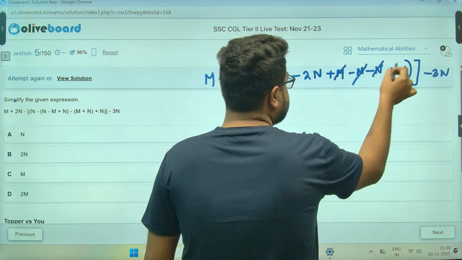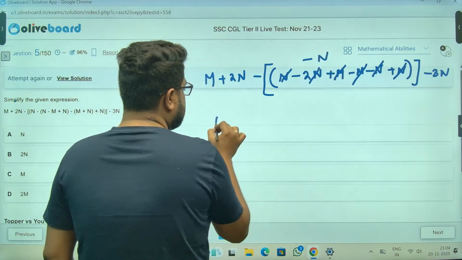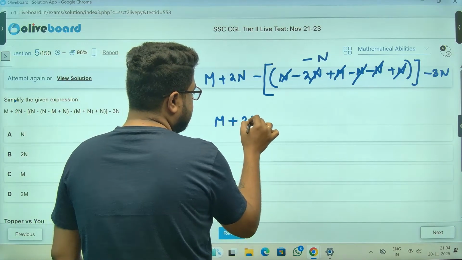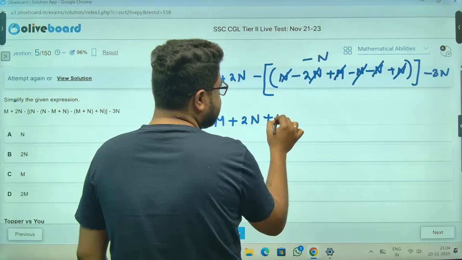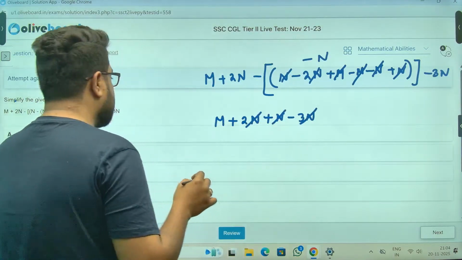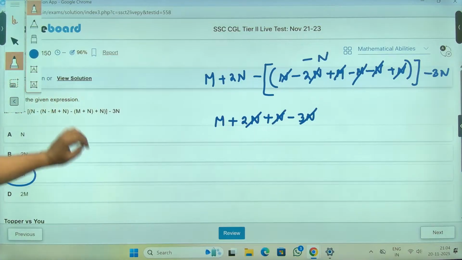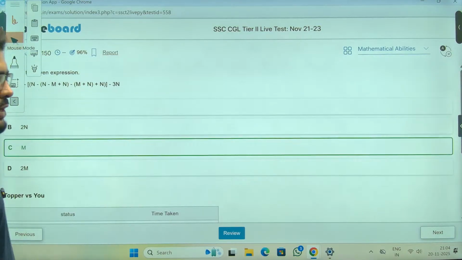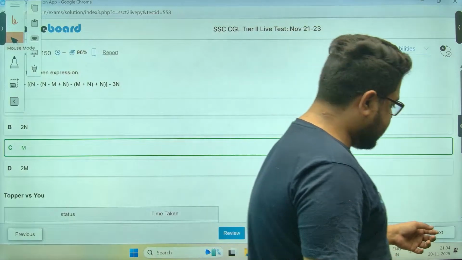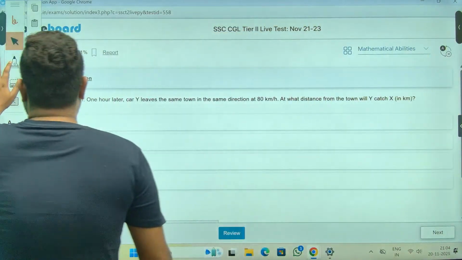This cancels, this cancels. N minus 2n is minus n. So m plus 2n minus this will be plus n minus 3n, sir. This cancels. So m is the answer. Option number C, sir. We are only left with this. So option C is the correct answer. Yes, Nikhil. Very good, brother. Very, very good. Next one, sir.